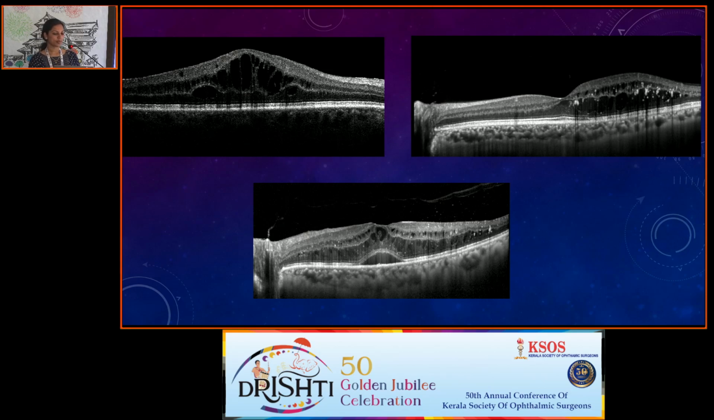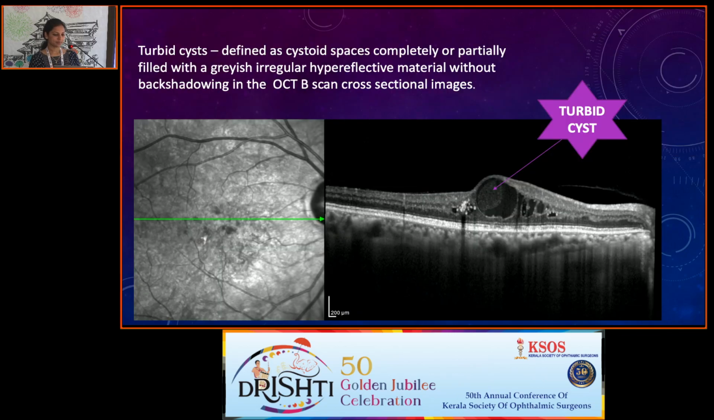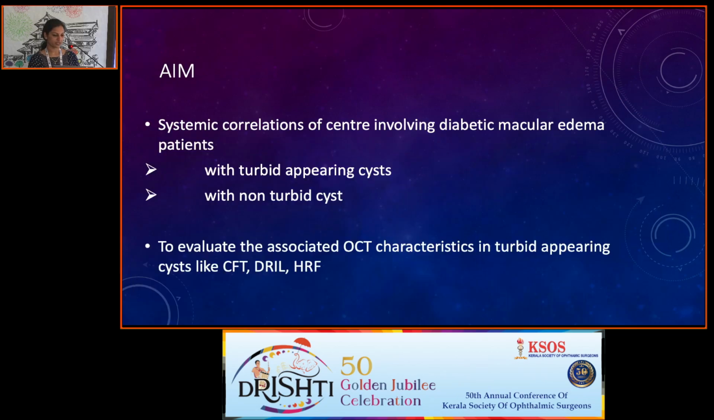The first one is cystoid macular edema, second is spongiform edema, and third is the neurosensory detachment. Turbid cyst is defined as cystoid spaces completely or partially filled with grayish, irregular, hyperreflective material without backshadowing in the OCT B-scan cross-sectional images.